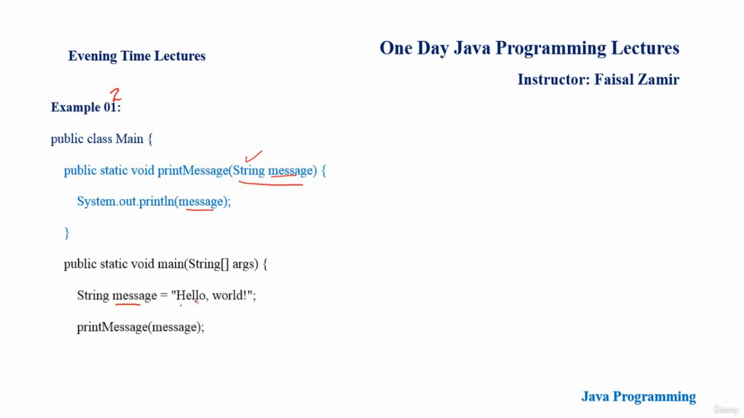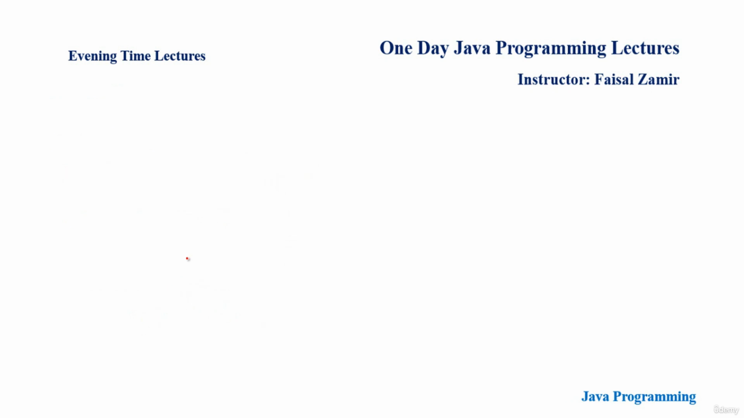This is a message variable. Data type is string. Its value is hello world, stored in the message variable, and when I call printMessage I will pass that parameter value, message, also. So this message value will be stored in this message parameter, and then inside the body of that function I will print that message value. So this is a very easy example.